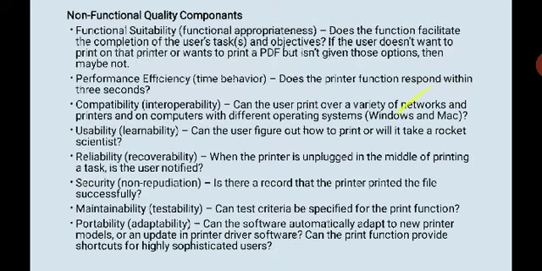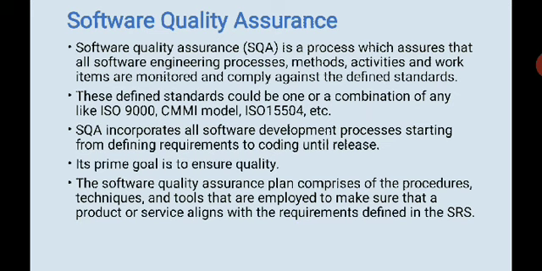Right, so we have next topic, software quality assurance. Software quality assurance is a process which assures that all software engineering processes, methods, activities, and work items are monitored and complying against the defined standards. So, who is complying? The process, the method, the activities, and the work items, right? And they can be any combination or any one single, like ISO 9000, CMMI, ISO 15504, etc.